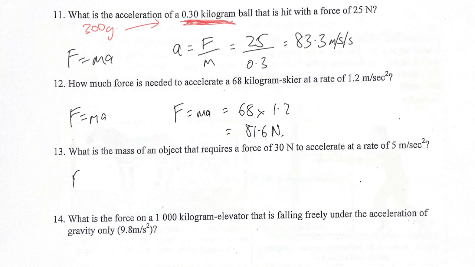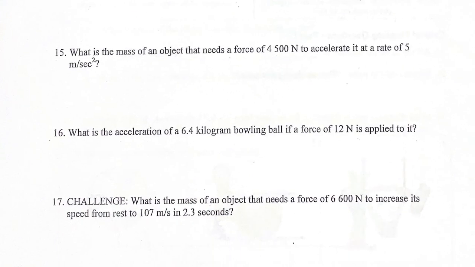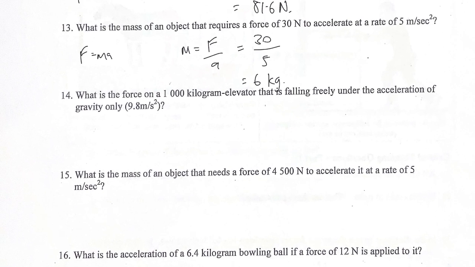What is the mass of an object that requires a force of 30 newtons to accelerate at a rate of 5 meters per second per second? So now I want the mass, and mass is equal to F over a. 30 over 5 happens to be 6 kilograms. Okay, so those are the various versions of this. There are just continuing questions. Let's move on to Newton's third law, and let's go through some ideas.